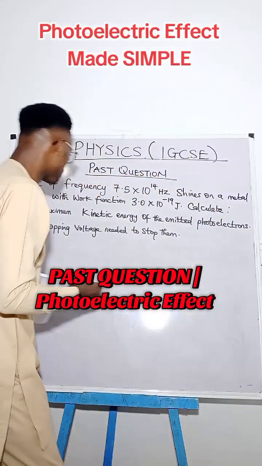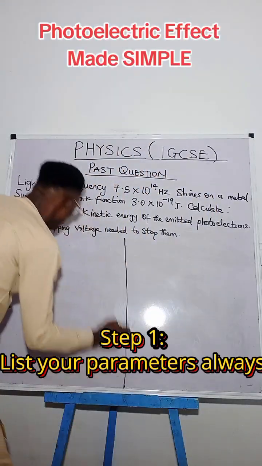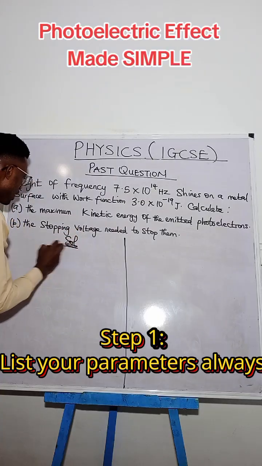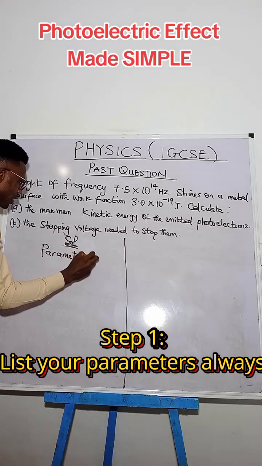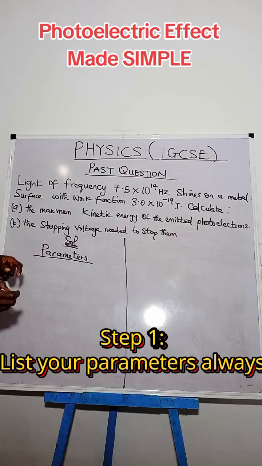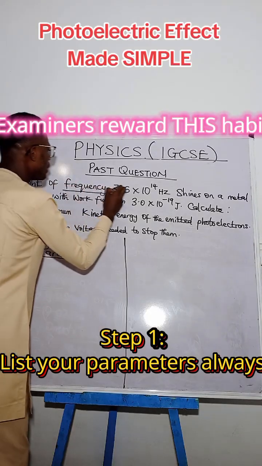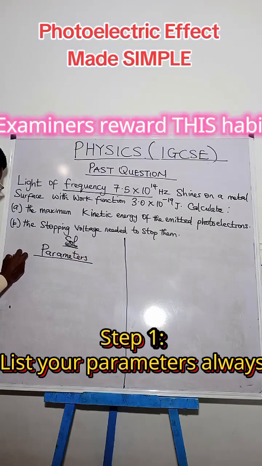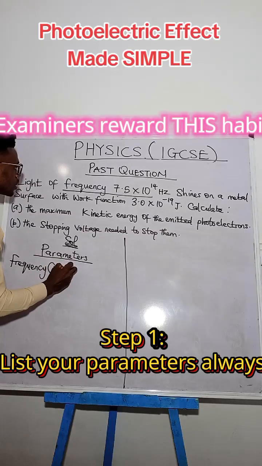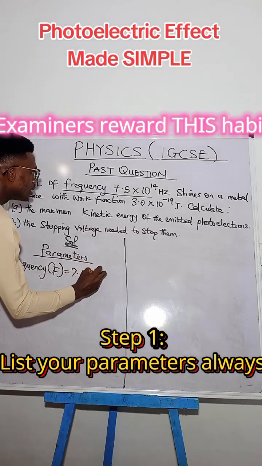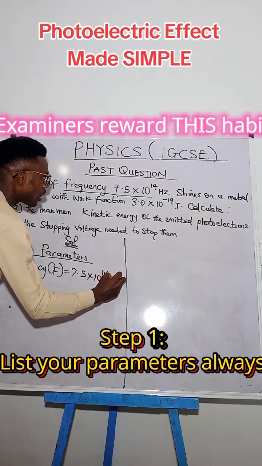Now, let's look at the question. First things first, we bring out our parameters. What were we given? Light of frequency 7.5 times 10 to the power 14 Hz. So I've been given the frequency. F is equal to 7.5 times 10 to the power 14 Hz.